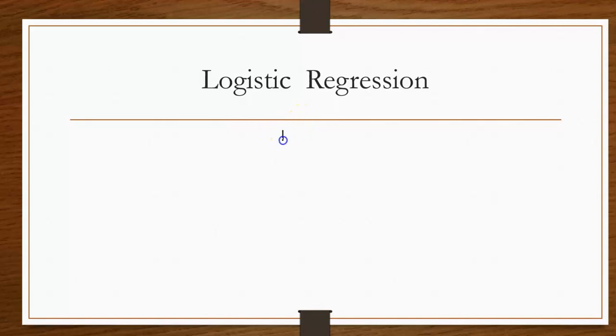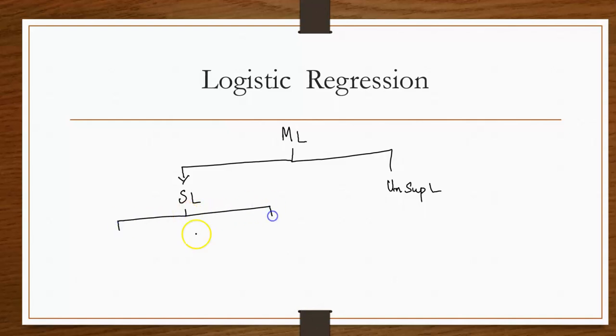So we have already seen machine learning algorithms. They are actually divided into supervised learning algorithms and unsupervised learning algorithms. And the supervised learning algorithms are of two types: regression and classification. So these basics we have already seen in the previous sessions.